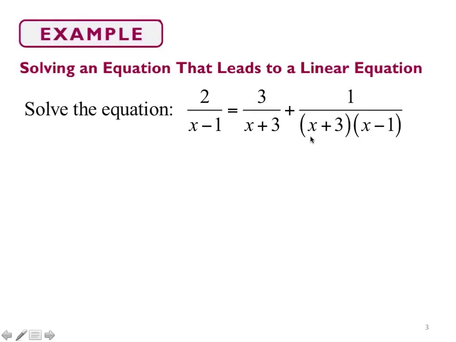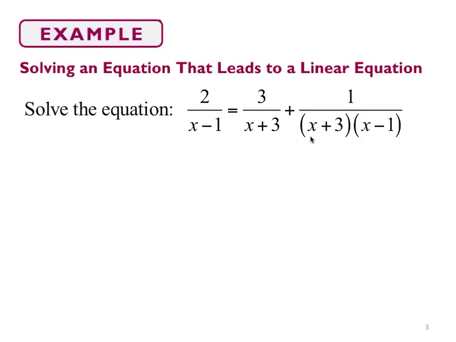So let's look at this one here. 2 over x minus 1 equals 3 over x plus 3 plus 1 over x plus 3 times x minus 1. For this one, what you want to think about is how to get rid of your fractions, because that's probably the part that you don't like.